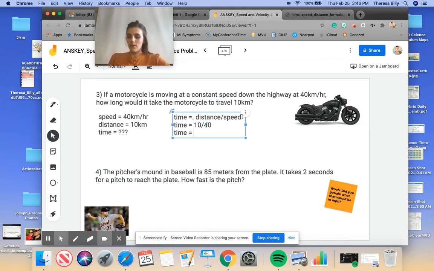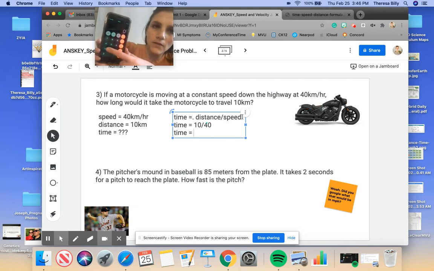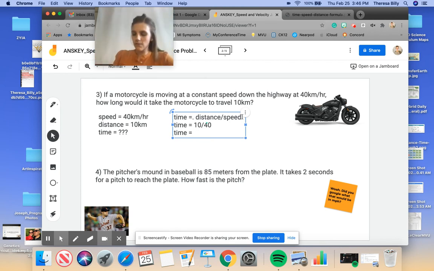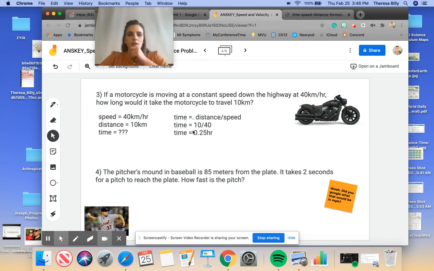If you're not sure, use a calculator, that's okay. 10 divided by 40 is, is that right? Oh yeah, it is. 0.25. 0.25 what? Time. What was time measured in our units of speed? It was measured in hours. So that means this is 0.25 hours. What's a quarter of an hour? That's 15 minutes. All right, there's your answer for that one.